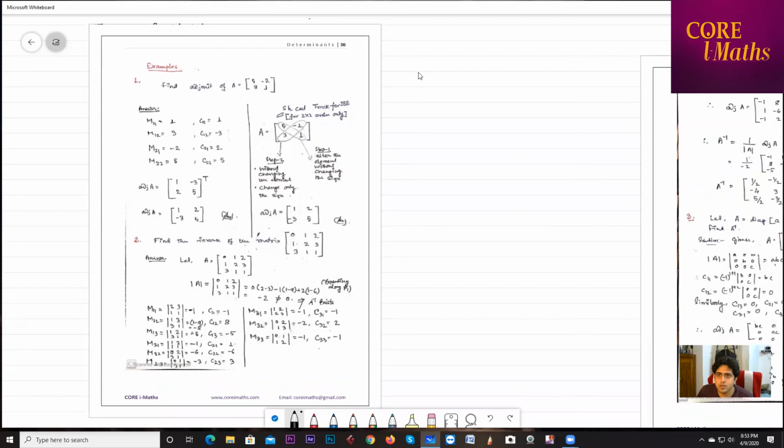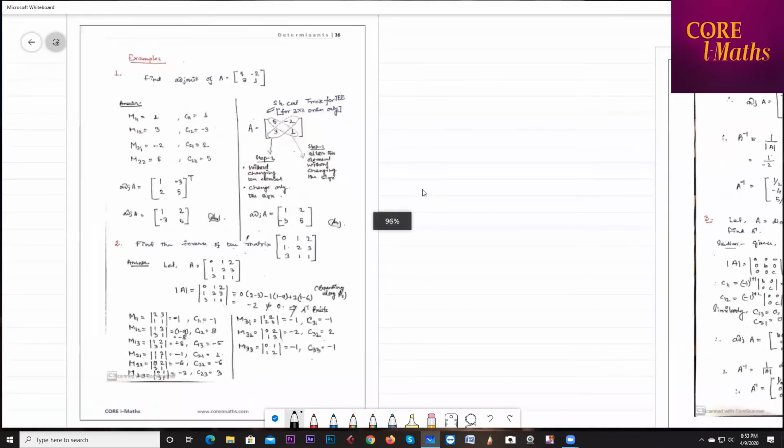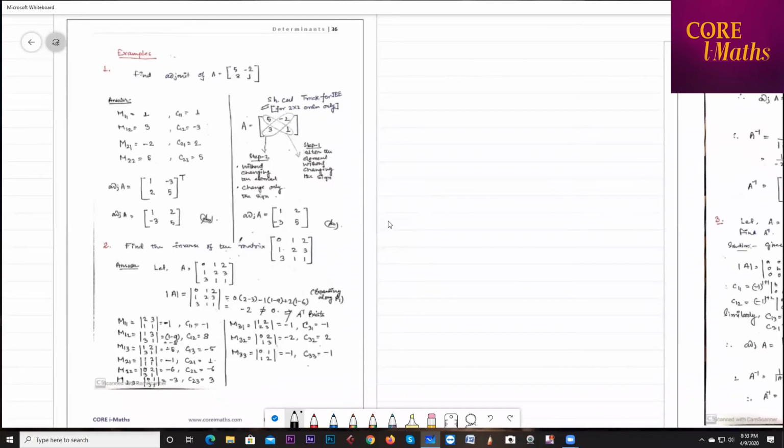Let's start with examples of how to find the inverse of a matrix. In the first example, in our study material, for 2 cross 2 order, one matrix A is given: 5, minus 2, 3, 1. In the regular way, first you have to find all the minors, or directly you can find the cofactors. These are the cofactor rows. I'm zooming.